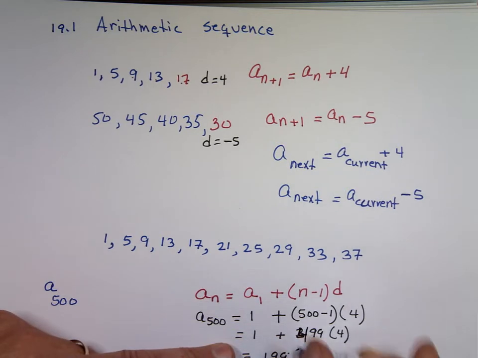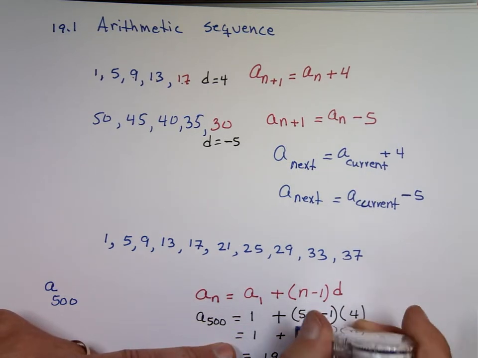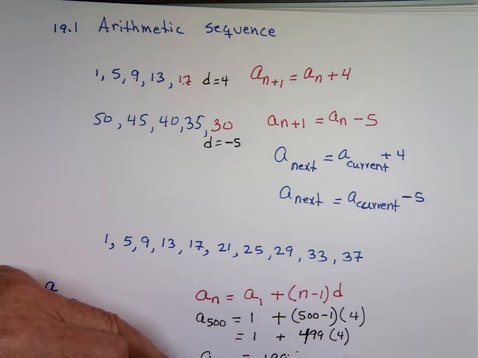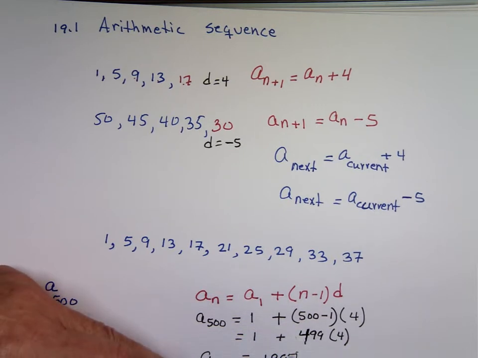You've got to do the subtraction first, in parentheses. That's 500 minus 1 is 499 times the 4. Yeah. Add the 1. Oh, I see. So that 500th number is going to be actually 1,997. Yeah. Let's see if it's true.